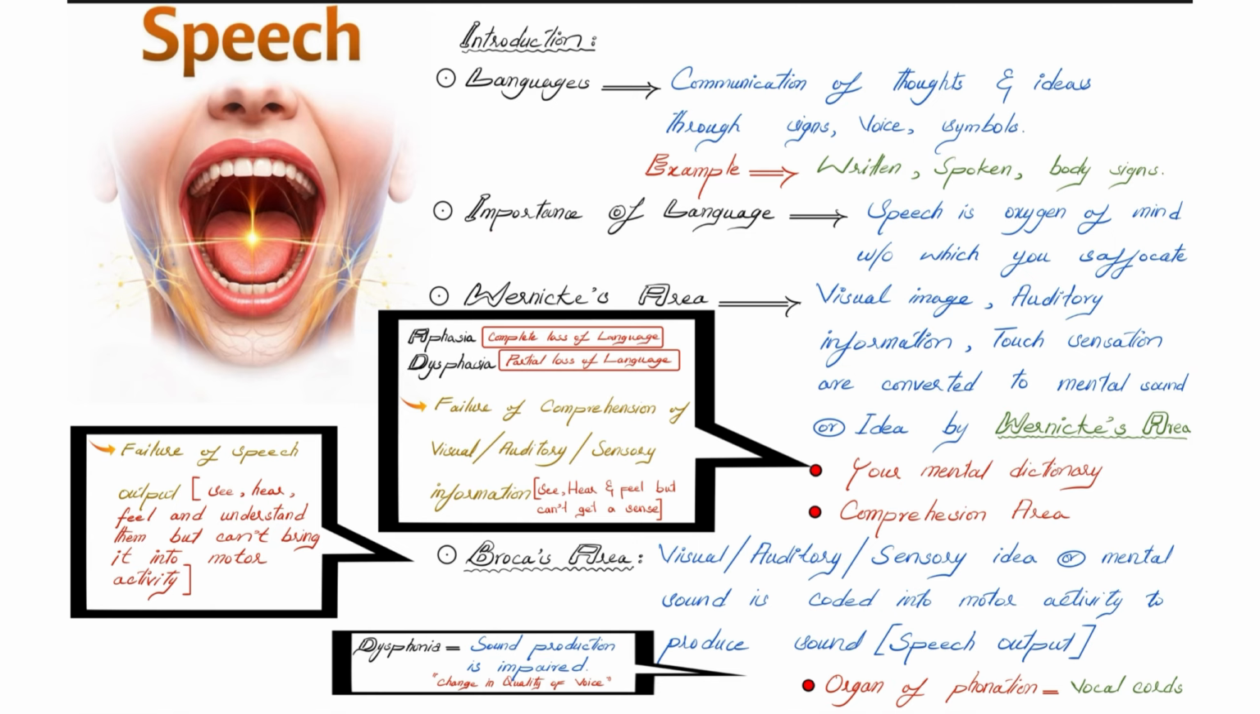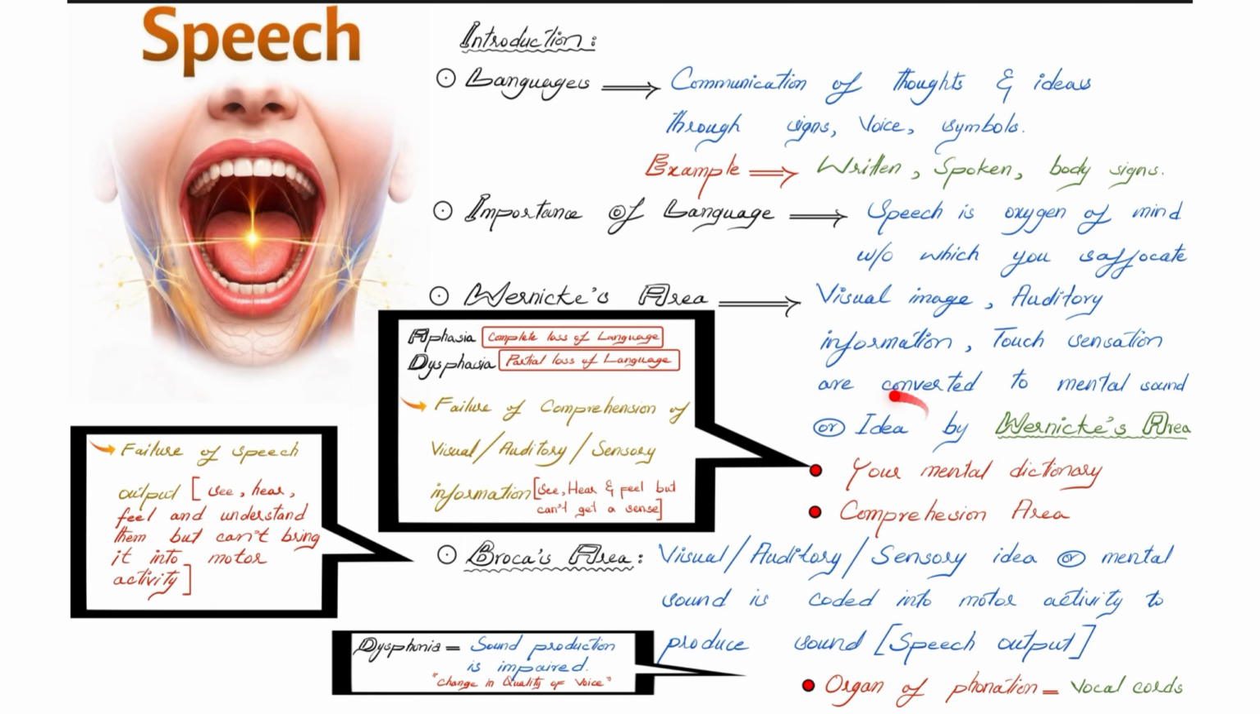So whenever we want to study speech, two areas in the brain are very important to be studied. One is Wernicke's area and the other one is Broca's area. Now Wernicke's area: the visual image through eyes, auditory information through ears, and touch sensation through the peripheral sensory system come to the Wernicke's area, and the Wernicke's area converts it into mental sound or idea.